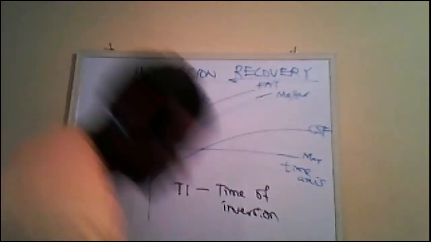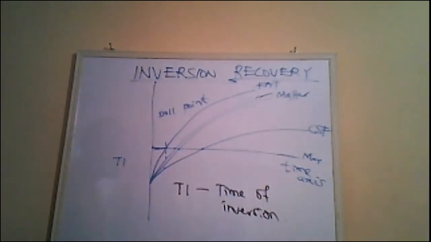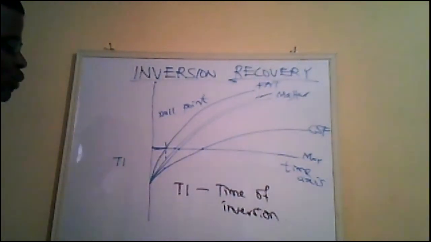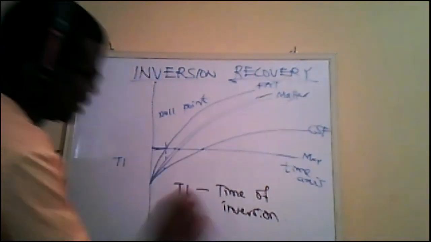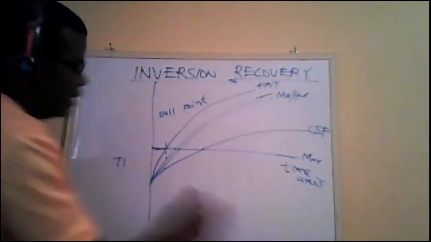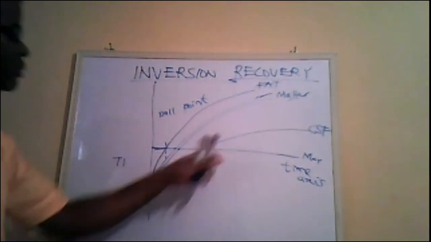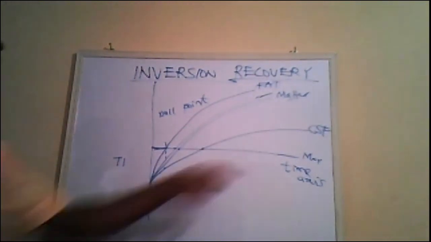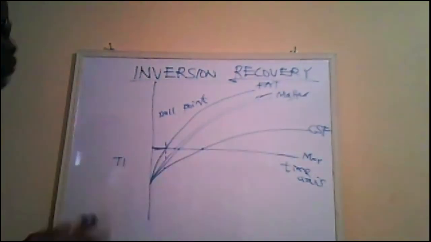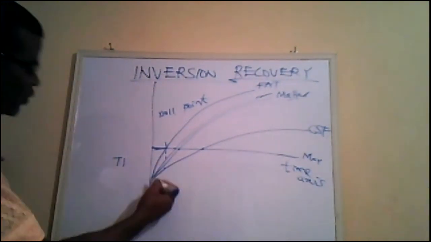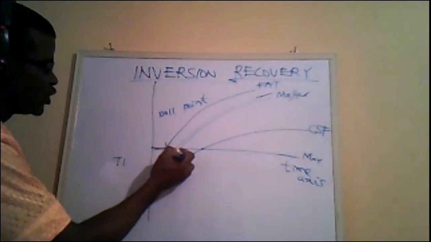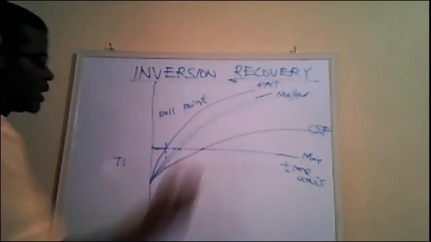Inversion. The time of inversion is the time it takes for any particular tissue to cross and have zero longitudinal magnetization. The time for any tissue to have zero longitudinal magnetization.